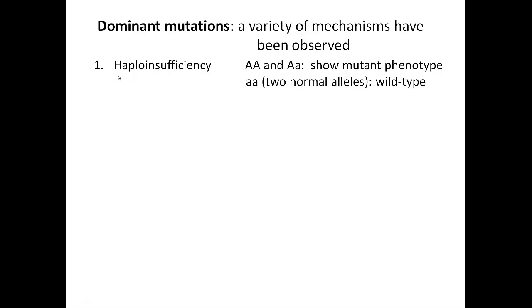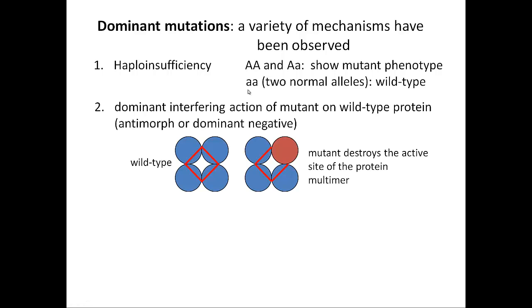And so we're going to call the mutant, in this case, big A. And so big A, or big A little a are going to show the mutant phenotype for a haploinsufficient gene. It's only when you have 2 normal wild type alleles that you are going to show the normal phenotype. Another way that you can have a dominantly inherited mutation is if you have an antimorph. And so again, this is also called a dominant negative.